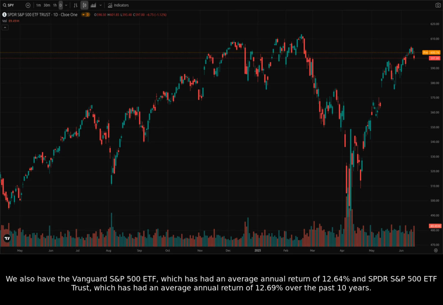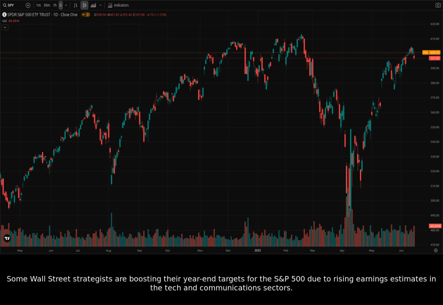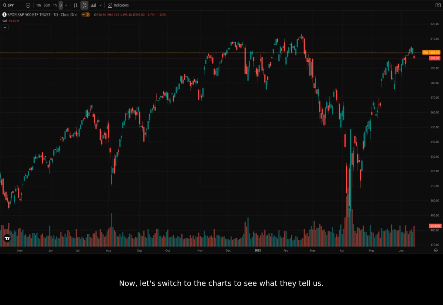We also have the Vanguard S&P 500 ETF, which has had an average annual return of 12.64%, and SPDR S&P 500 ETF Trust, which has had an average annual return of 12.69% over the past 10 years. Some Wall Street strategists are boosting their year-end targets for the S&P 500 due to rising earnings estimates in the tech and communications sectors. Now, let's switch to the charts to see what they tell us.